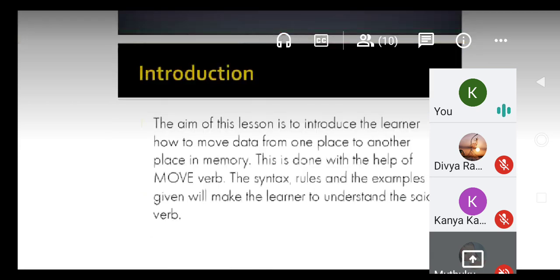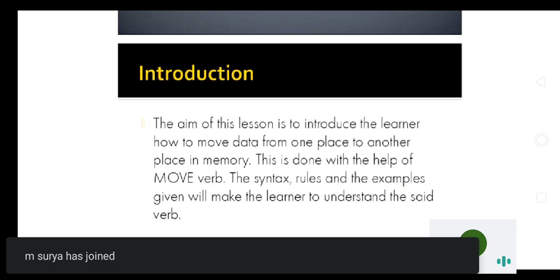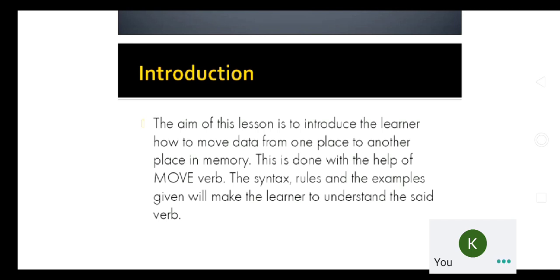We have some aims in this lesson: to introduce the learner to how we move data from one place to another place in memory. Each identifier has its own separate memory place. For example, suppose we have to move the value of B to A. B consists of the value 2, and now I'm going to move this value 2 to the identifier A. A has a separate memory location, and B has a separate memory location. We refer to those memory locations as places.